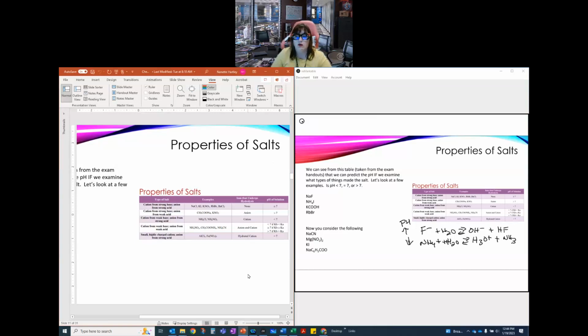So I want you to be able to predict, would our pH go up, go down, or stay the same based on the nature of a salt? So if we were to talk about NaF, again, that F minus is going to be a problem because it'll react with the H2O to give me HF back plus OH minus. The NH4 from NH4I is also going to be a problem because that's going to give me NH3 back and an H3O plus.